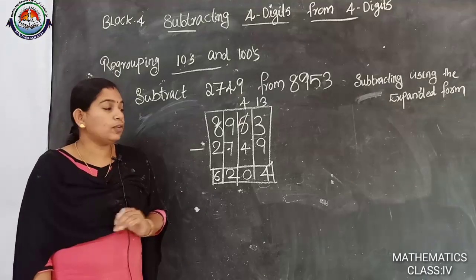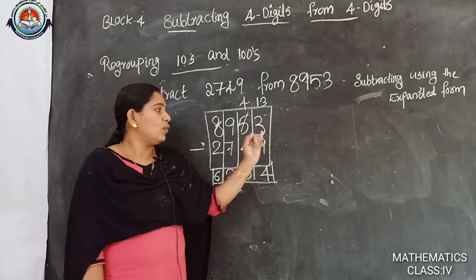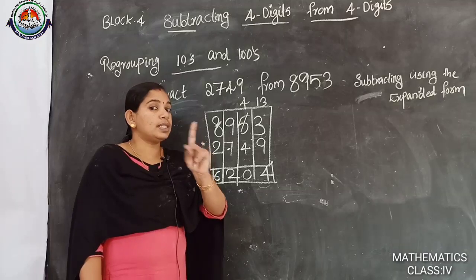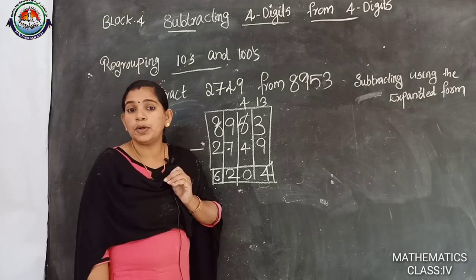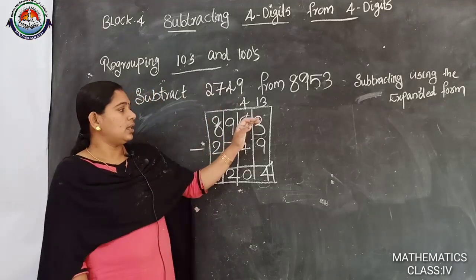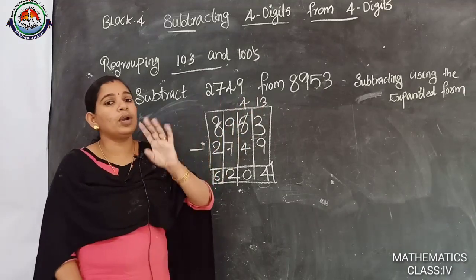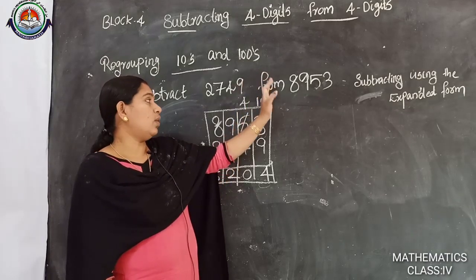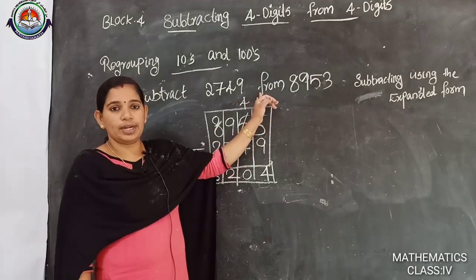Okay, what do we do here? First we subtract the ones place digits. Ones place is 3 minus 9. The first number is smaller than the second, so it is not possible to subtract. So we take 1 from the tens place. Here 5 is already there; we take 1, then only 4 is there. Taking 1 from the tens place means we add 10, not 1. So 10 plus 3, 13.